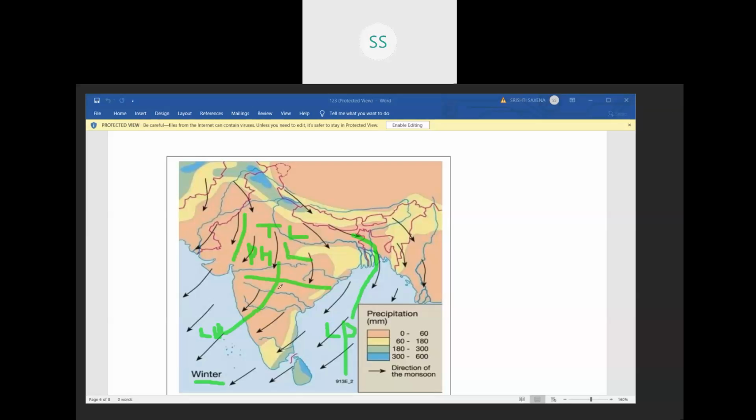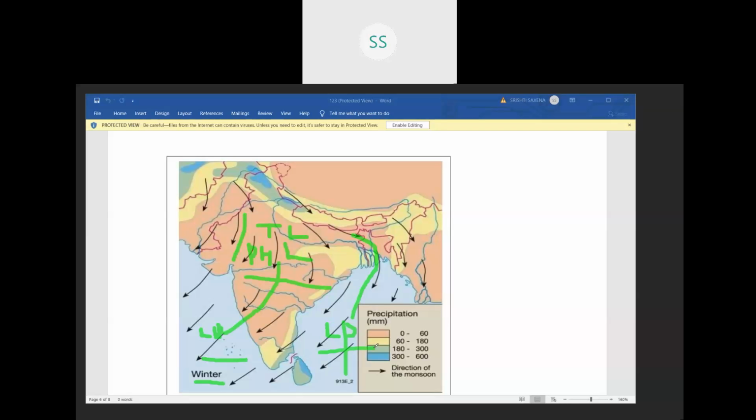By October and November, the low pressure trough shifts towards the south, which I have already shown, that the low pressure trough is on the islands or on the water bodies. Southwest monsoon winds weaken and start withdrawing gradually. By October, monsoon withdraws completely from the northern plains. That completes your withdrawal of the monsoon, children. This is the withdrawal of monsoon.